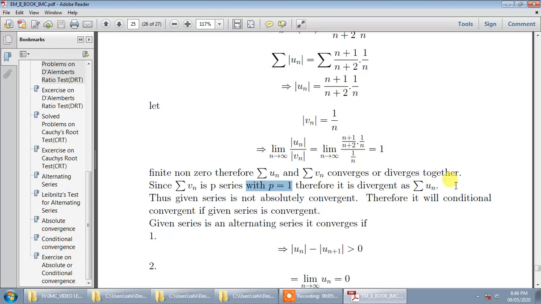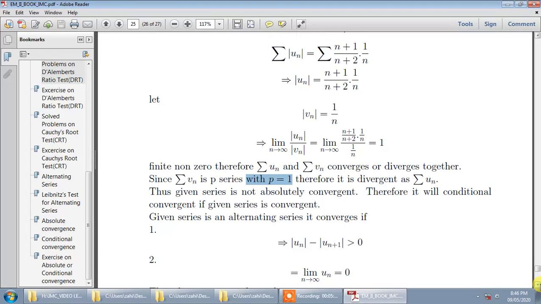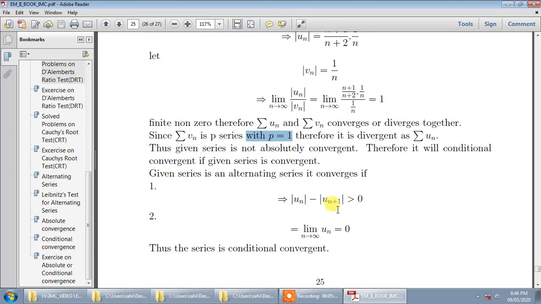So summation mod un is divergent. Now in order to show that it is conditionally convergent, you are supposed to show that summation un converges, and we can show that it is convergent with the help of the Leibnitz theorem that we have applied. These two conditions are obviously satisfied, therefore summation un is convergent and summation mod un is divergent, therefore this series is not absolutely convergent, it is conditionally convergent.